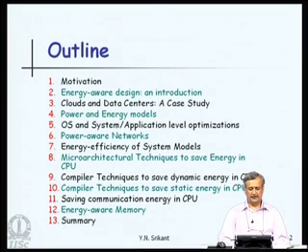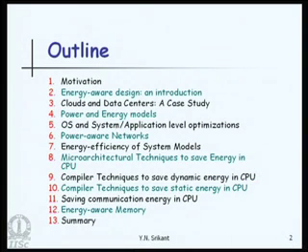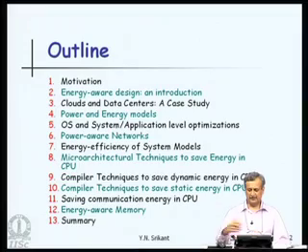We also need to look at models for power and energy consumption, because the basis for any optimization either in a compiler or operating system depends on how good the model is. So, we will also consider operating system and system application level optimizations, power aware networks, energy efficiency of system models, microarchitectural techniques to save energy in the CPU, compiler techniques to save dynamic and static energy in the CPU, saving communication energy in the CPU, energy aware memory and of course, summary finally.